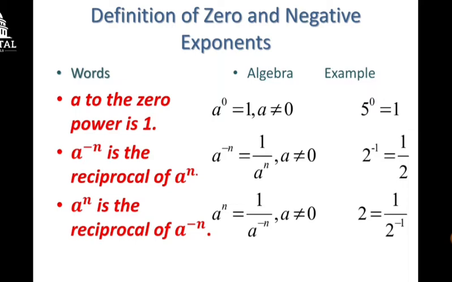Number 2, a to the power of minus n will be reversed to 1 over a to the power of n. For example, we have 2 to the power of minus 1, it will be 1 over 2 to the power of 1, which will be 1 over 2. Another example, a to the power of n will be equal to 1 over a to the power of minus n. For example, we have 2, which equals 1 over 2 to the power of minus 1.